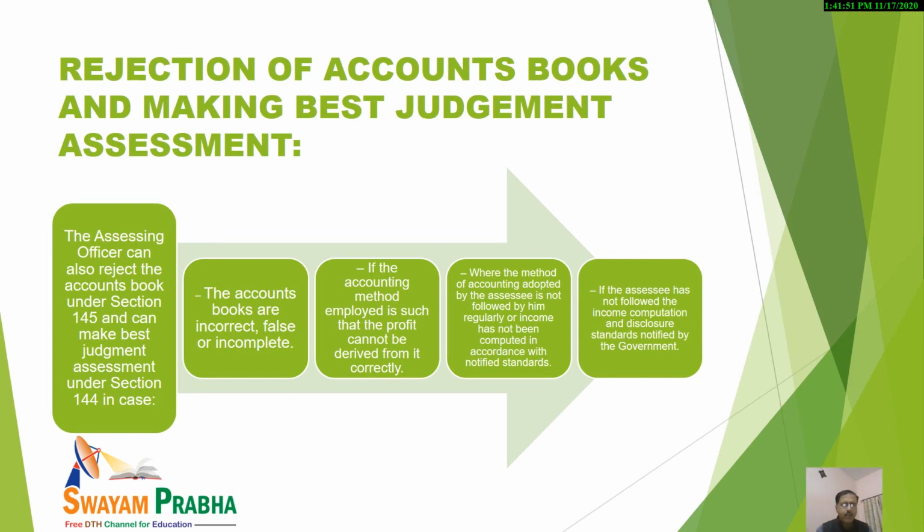One thing more, that sometimes account books are there, but still the assessing officer is empowered to reject those account books under section 145 and start the proceedings of best judgment assessment under section 144. Now, what are those cases in which account books may be rejected, and the assessing officer may commence the proceedings under best judgment assessment? So kindly note, four situations may be there.